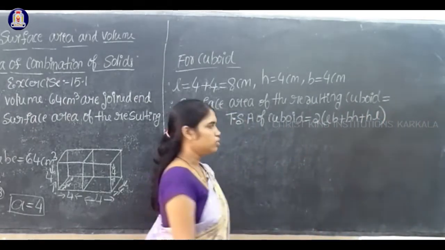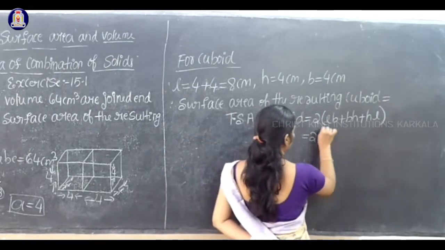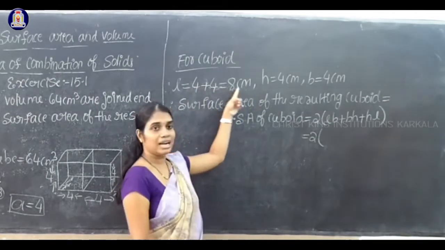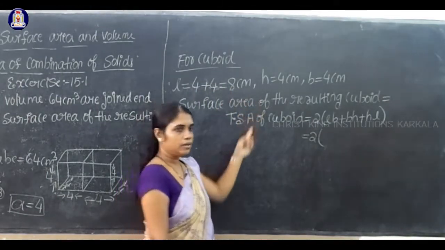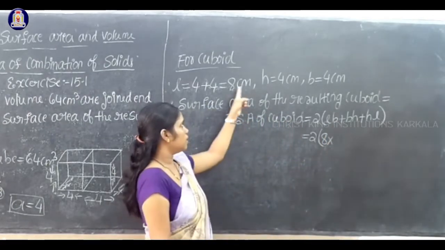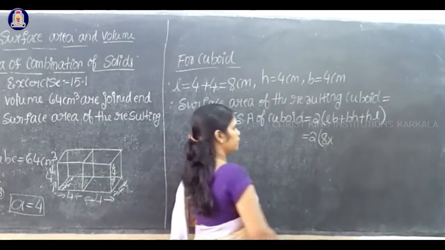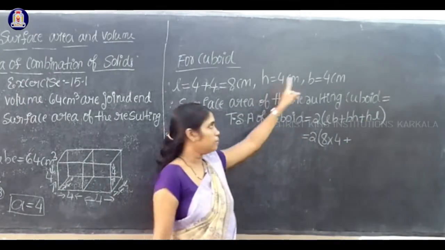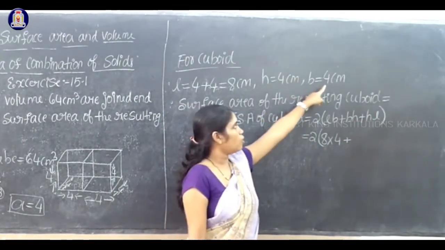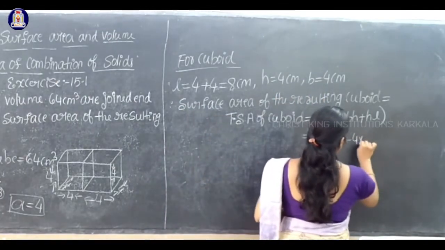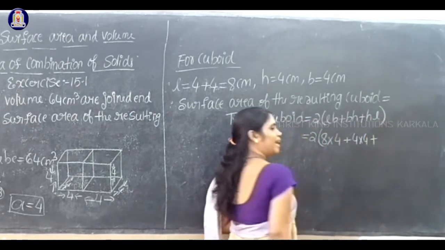Now we'll substitute the values. This is equal to 2 into L value. What is the value of L here? Length value how much? 8. So 8 into breadth value. Breadth is equal to 4. Next, BH means breadth into height. Breadth 4, height 4. So 4 into 4, plus HL.